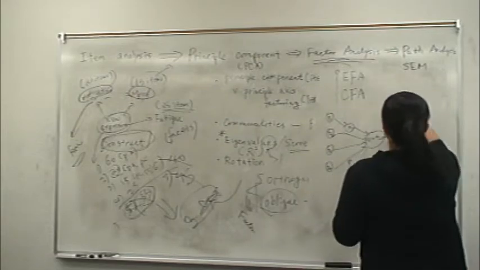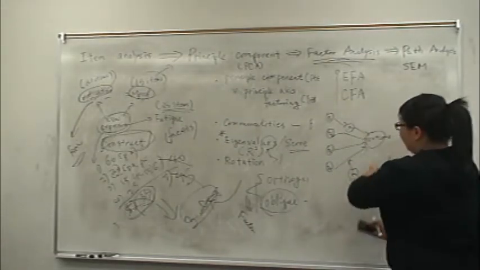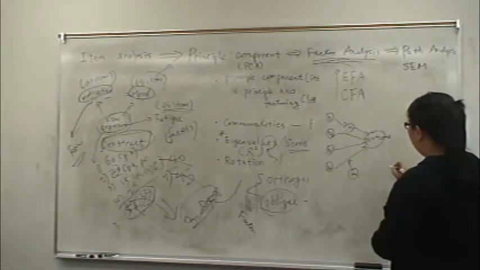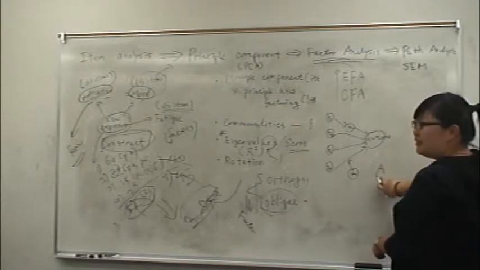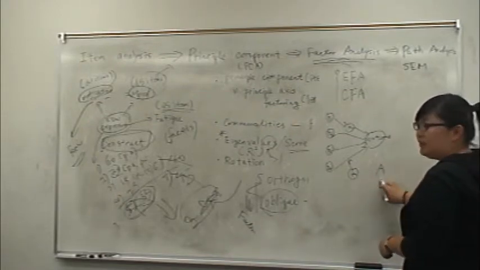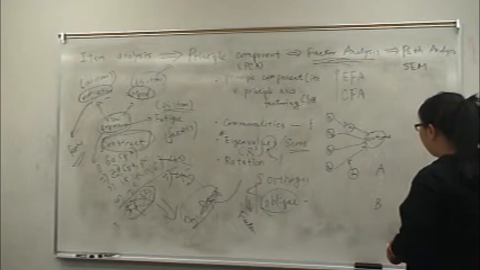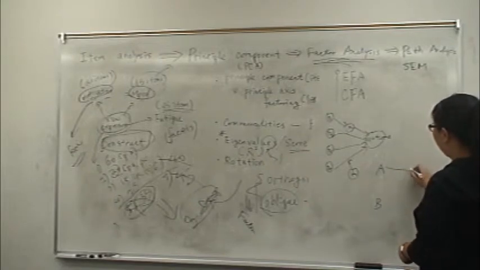Okay, got it. So instead of drawing like this, you're actually going to draw like this. For example, A is one of the exogenous variables, and B is another one. So maybe you go to C, and then to D.